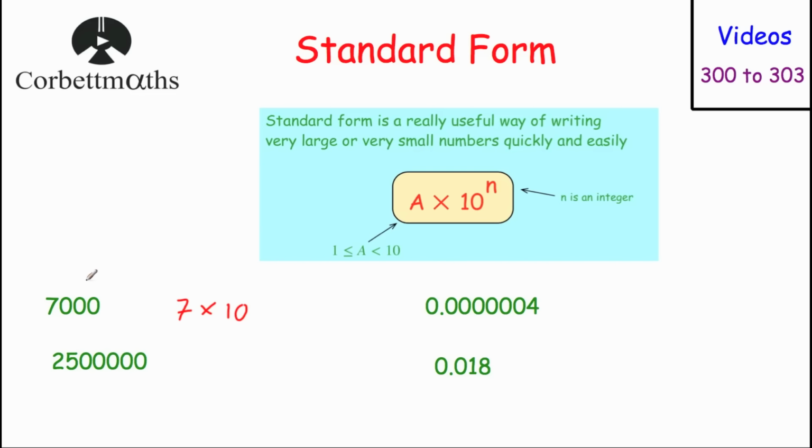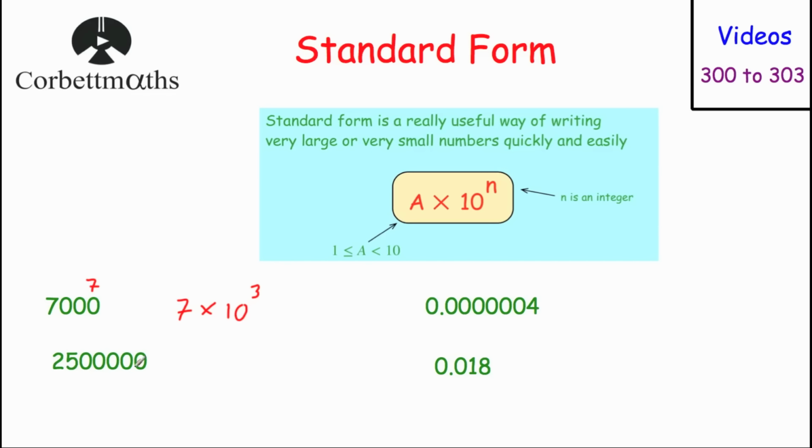Now if we have 7, 7's in the units or the ones column, and we want to move it 1, 2, 3 columns to the left. So we want to move this 7 3 columns to the left. So we would multiply by 10, 100 and 1,000. So actually 1,000 is 10 cubed. So if we want to move it 3 columns to the left, we have a power of 3. So the answer would be 7 multiplied by 10 cubed.